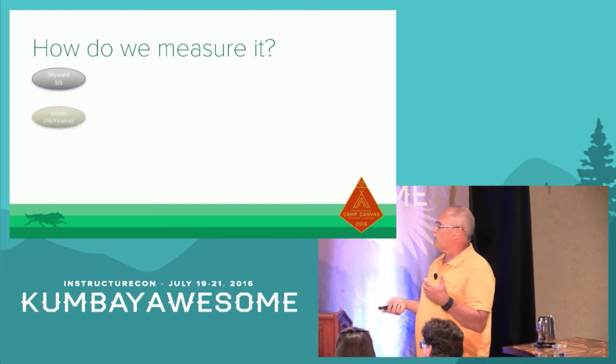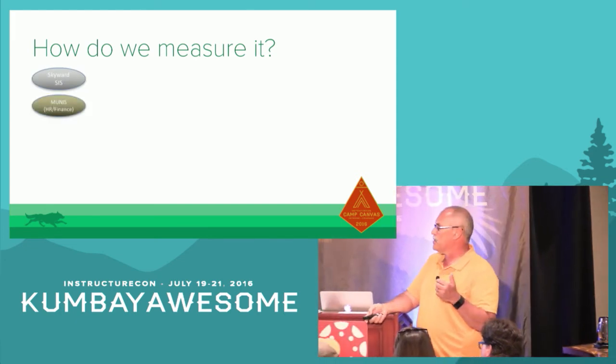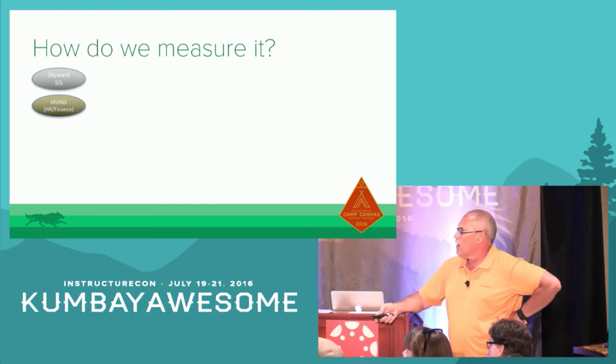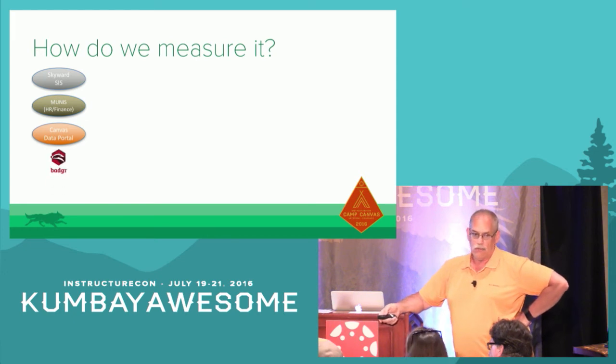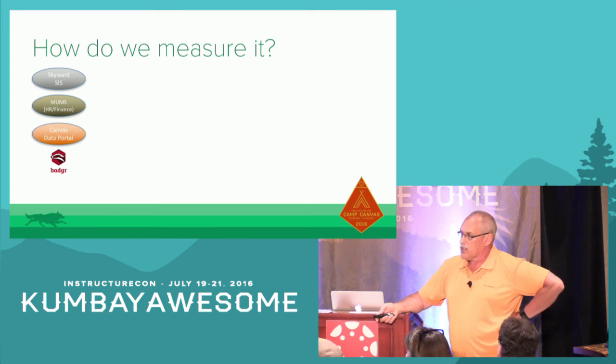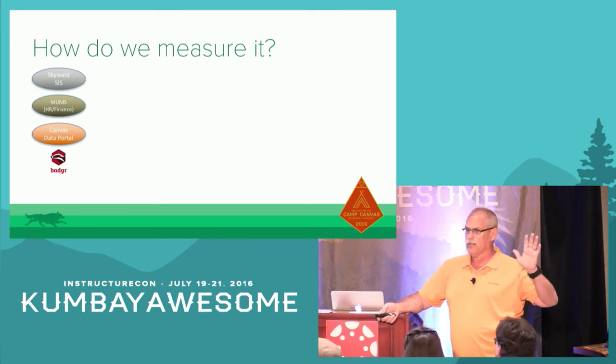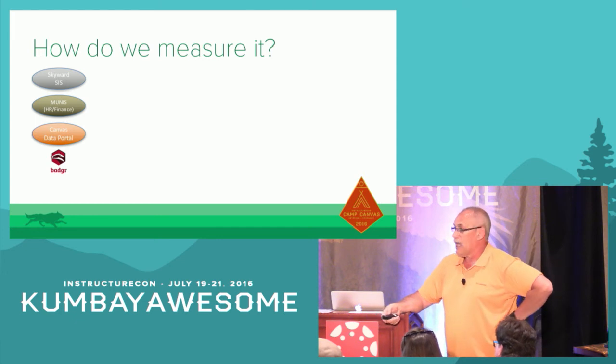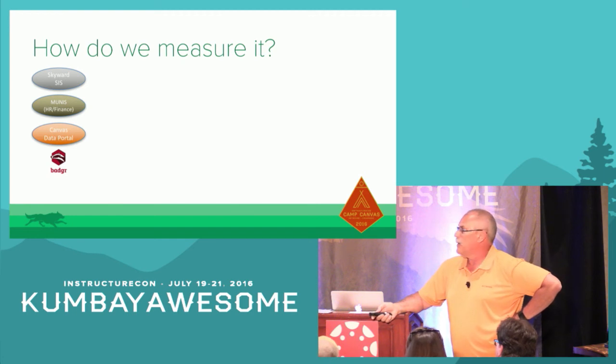So our system, we use Skyward as our student information system. We use Munis as our HR and finance system. We have our Canvas and its data portal. And now we use Badger. Badger is a badging system. Is everybody familiar with Badger? Okay. Canvas has their own badges. We looked at that. Jared Ward is in charge of that. We just chose to go with Badger, and I'll talk about how that's set up in a second.